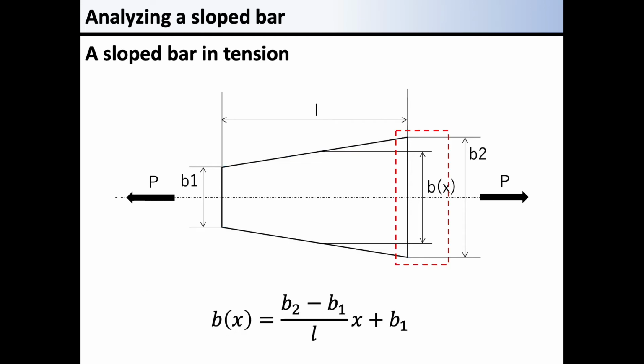Now, let's start with the width Bx. We define the width as a function of the coordinate x. As you saw in the previous illustration, this is a linear function. So, we can approximate it as a linear function where the width is b1 at x equal to 0 and b2 at x equal to L. Now, we have a linear function of a line such that the y-intercept is b1 and the slope is b2 minus b1 divided by L.